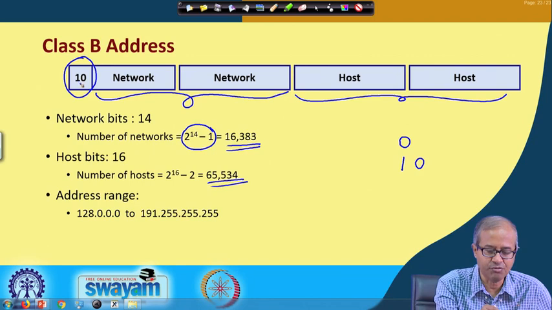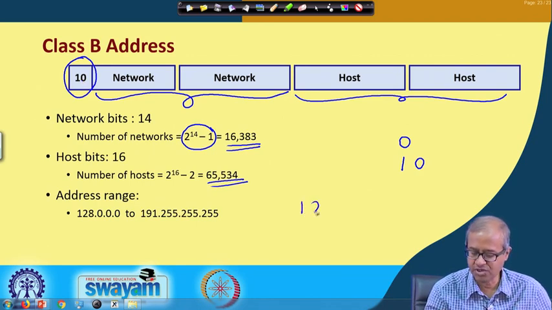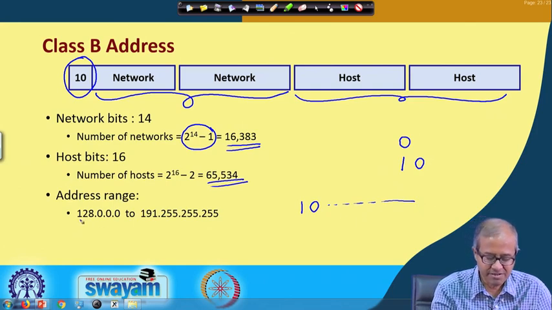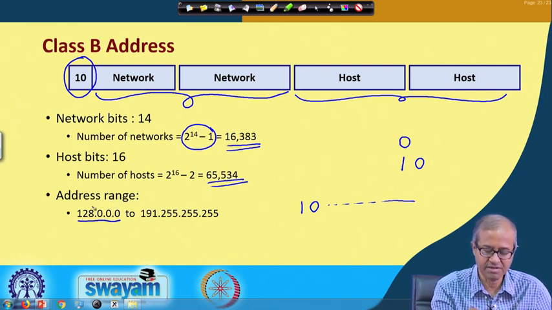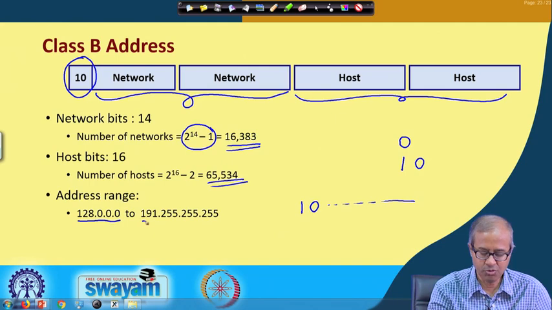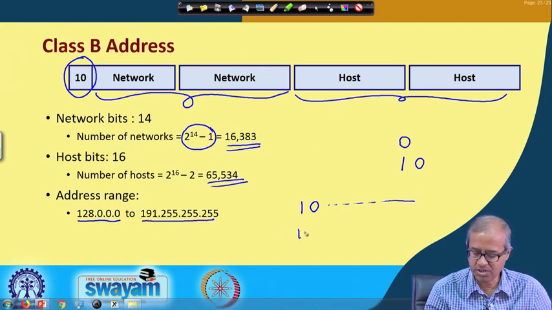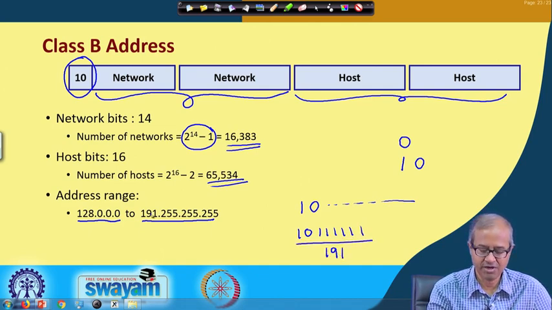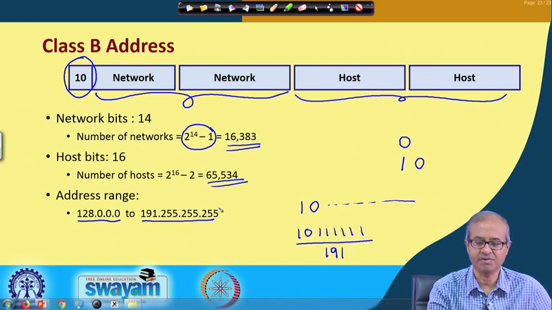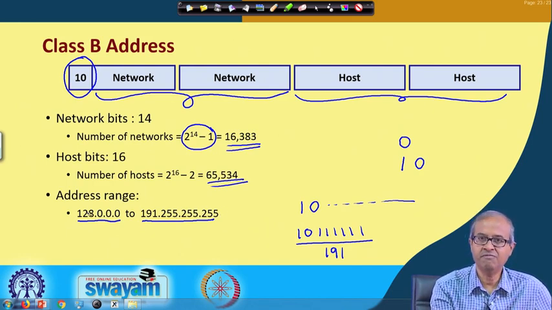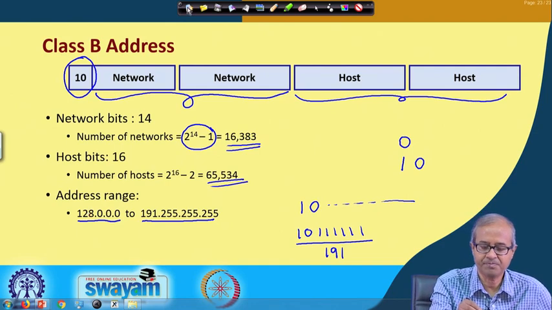And if you try to look at addresses starting with 10, the remaining bits can be all 0 to all 1s. So, the range will be from 128.0.0.0, that is 10 followed by all 0s, up to 191, 10 followed by all 1s, 191.255.255.255. This is the range of class B addresses.